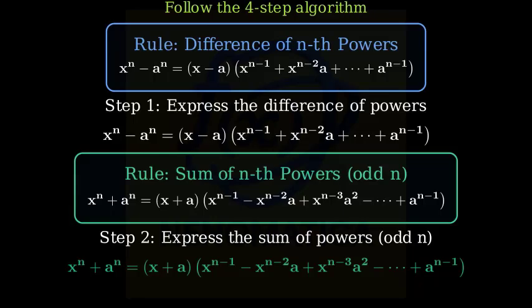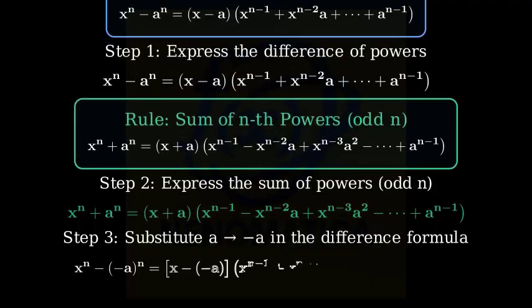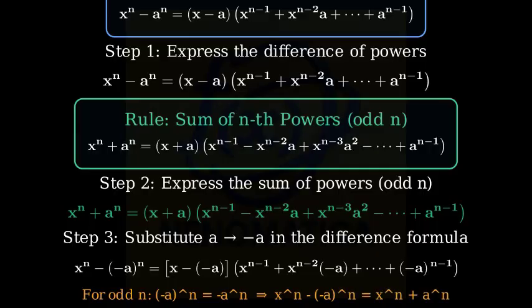Step 3. Substitute a becomes negative a inside the difference formula. We write x to the n minus (negative a) to the n equals x minus (negative a) times the sum x to the n minus 1 plus x to the n minus 2 times negative a, and so on, with the last term (negative a) to the n minus 1. When n is odd, (negative a) to the n becomes negative a to the n, so the left side becomes x to the n plus a to the n, and the inside sum alternates signs accordingly.